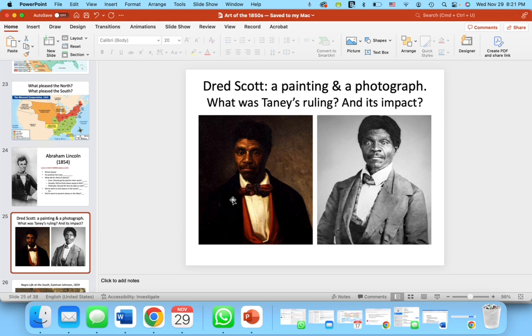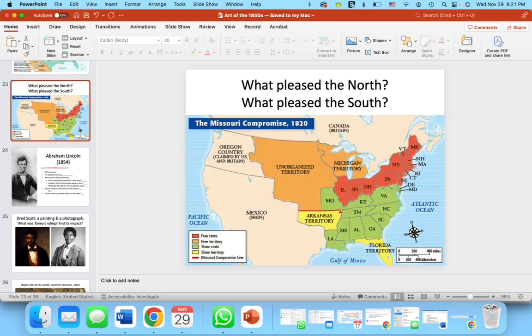And enslaved people are property. And just like you can take your cell phone to any state, the Supreme Court basically said you can take your property wherever you want. Again, this outlaws the Missouri Compromise.